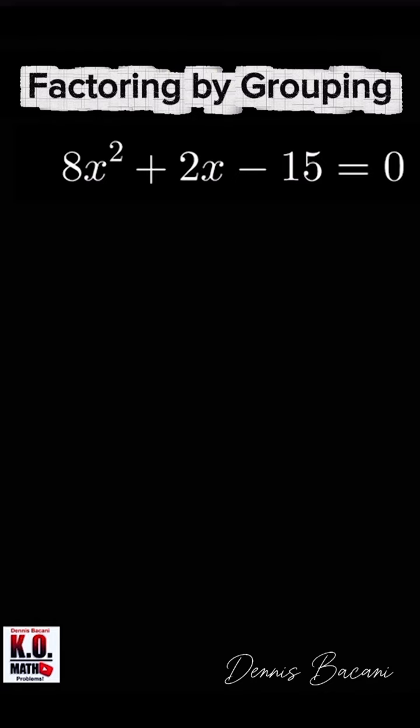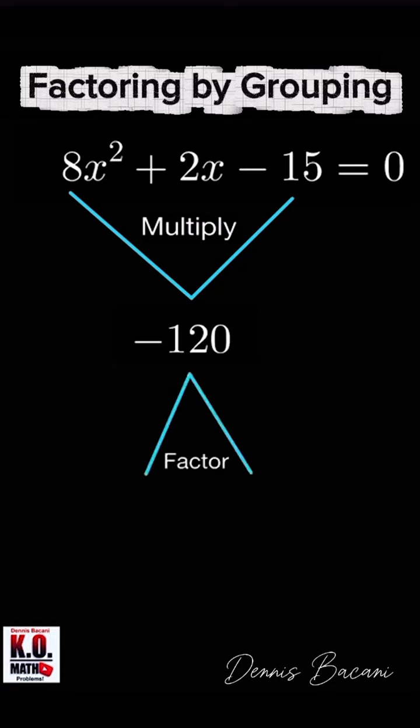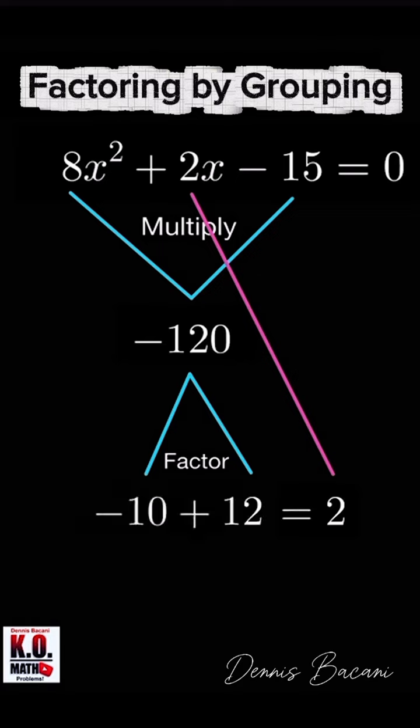So to do that, what we're going to do here is to multiply the a and c. So this coefficient of x squared and the constant term, negative 15. And 8 times negative 15 will get negative 120. And now we're going to factor this negative 120 in such a way that the sum of the factors is equal to the coefficient of our middle term, which is equal to 2x. And what are the factors of negative 120 whose sum is positive 2? So they are negative 10 and positive 12.